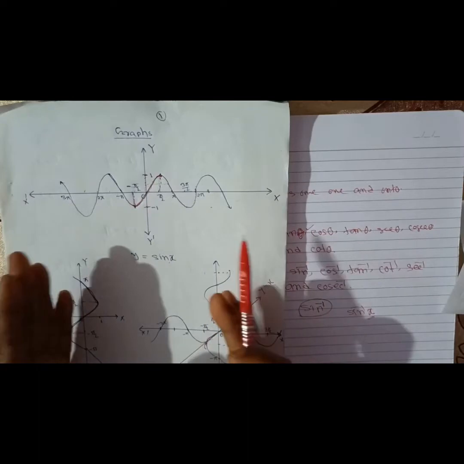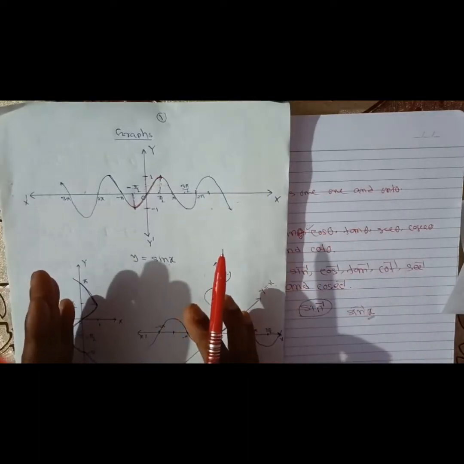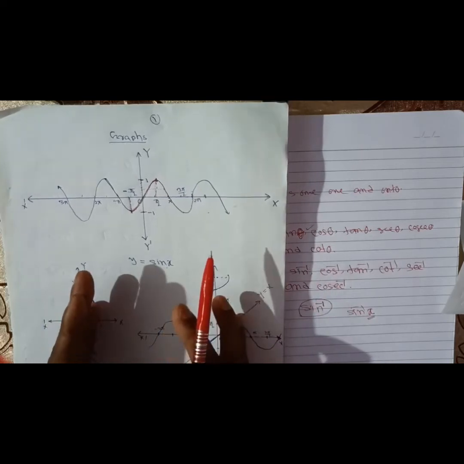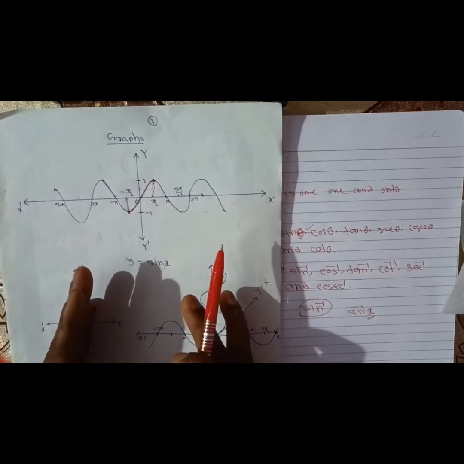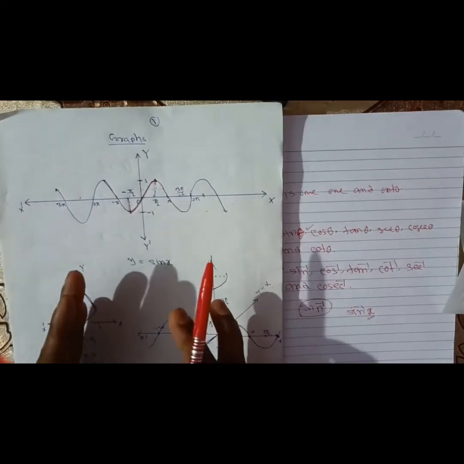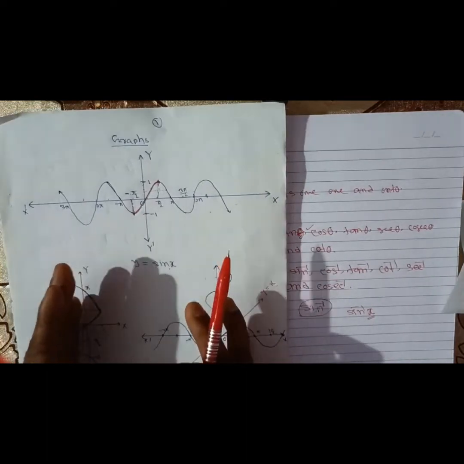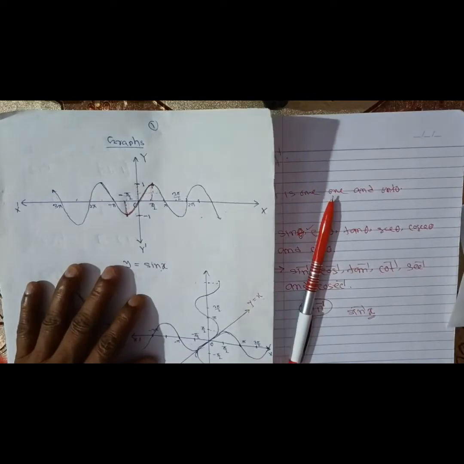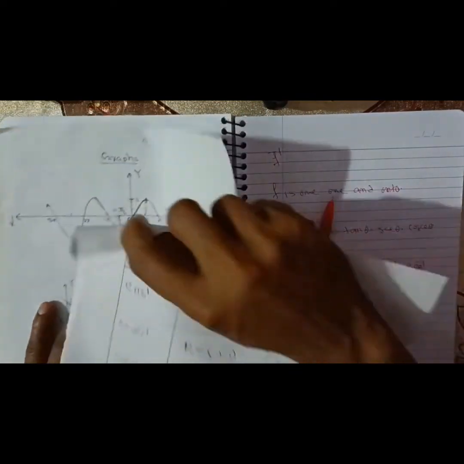In this way we can draw all the graphs of trigonometric functions. That means every trigonometric function is invertible with some restrictions. That means restrictions in case of domain. The restrictions are these.